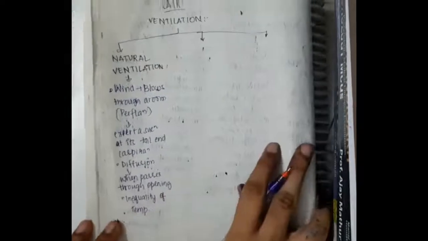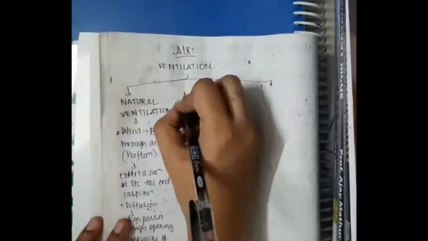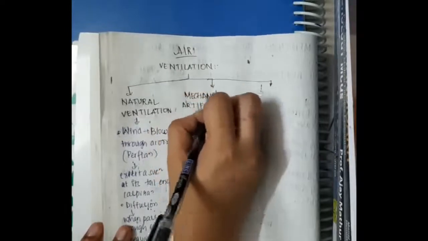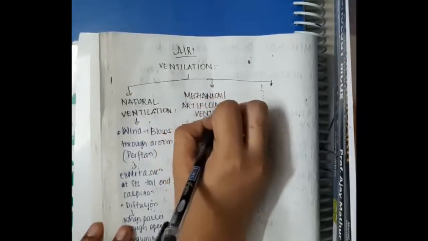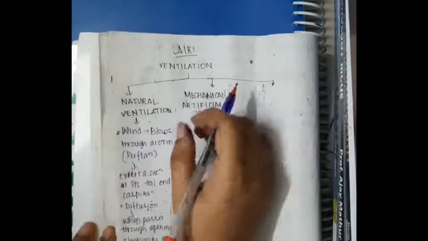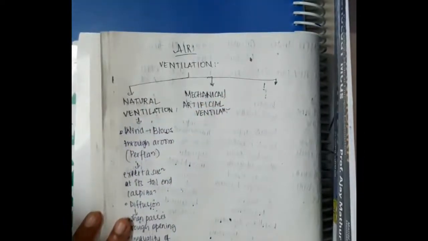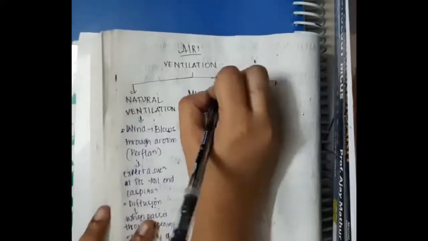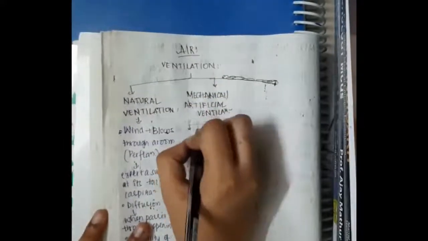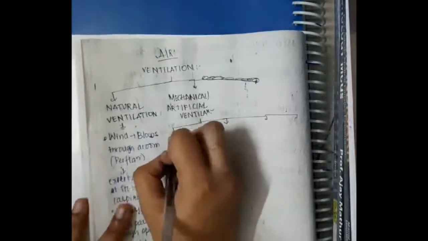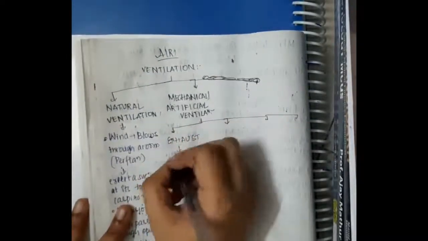Then we have inequality of temperature in natural ventilation. Then we have the second type, which is mechanical or artificial ventilation. In mechanical or artificial ventilation, it is actually of four types. First type, we have exhaust. Second type, plenum, balanced and air conditioning.